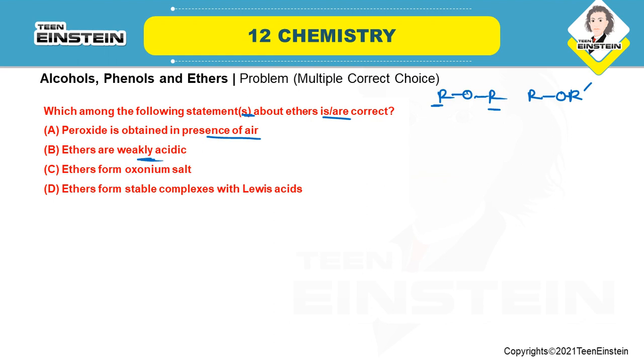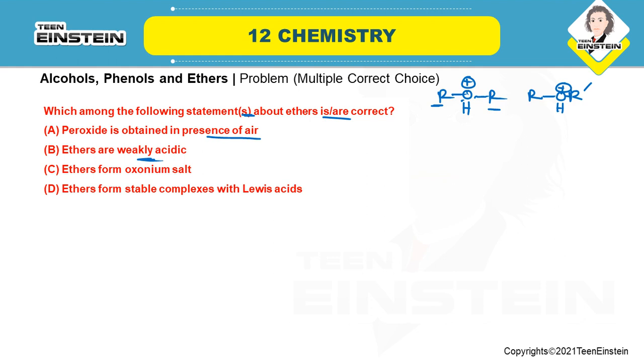Fine. Then ethers form oxonium salt. Oxonium salt means oxonium ion, remember H3O plus, we say it is oxonium. That means oxygen must carry some positive charge. So here if this oxygen is protonated like this, there will be positive charge generation, right? So this is possible.